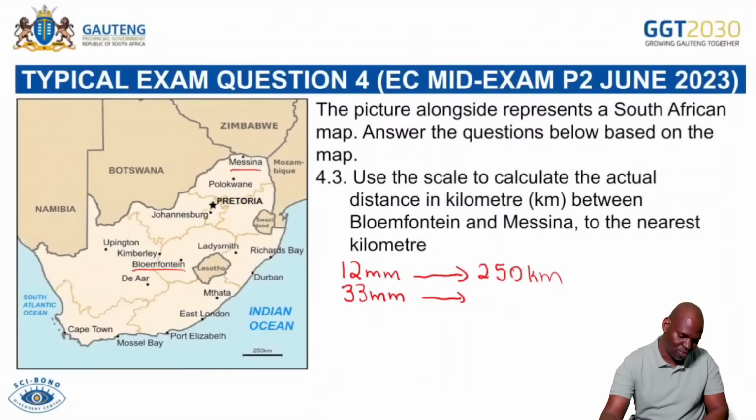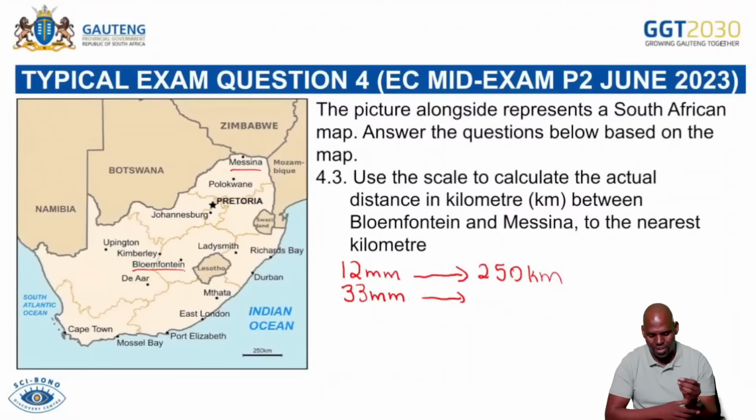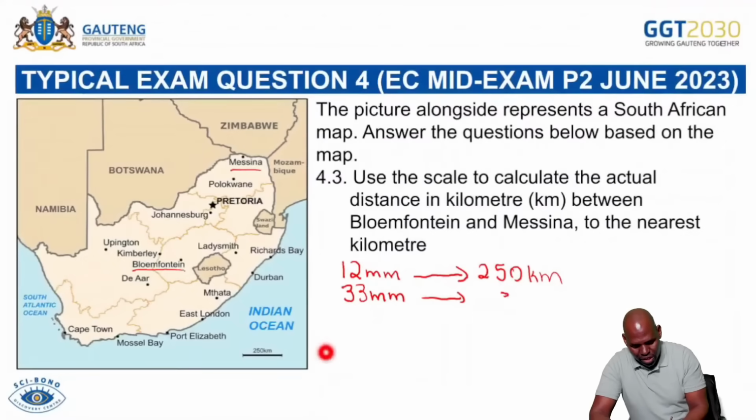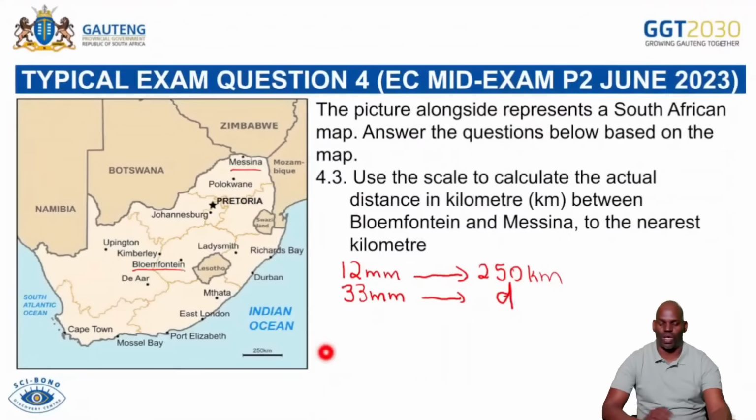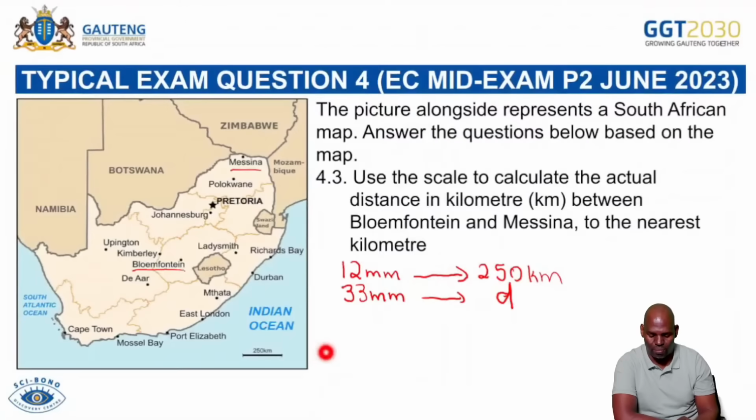So Bloemfontein, of course, I've got 33. So it's 33 millimeters. Now I want to know the distance. What is the actual distance? Now what I can do here, I can use the cross multiplication method. I'm looking for D for the distance. I'm using the small letter D for the distance.